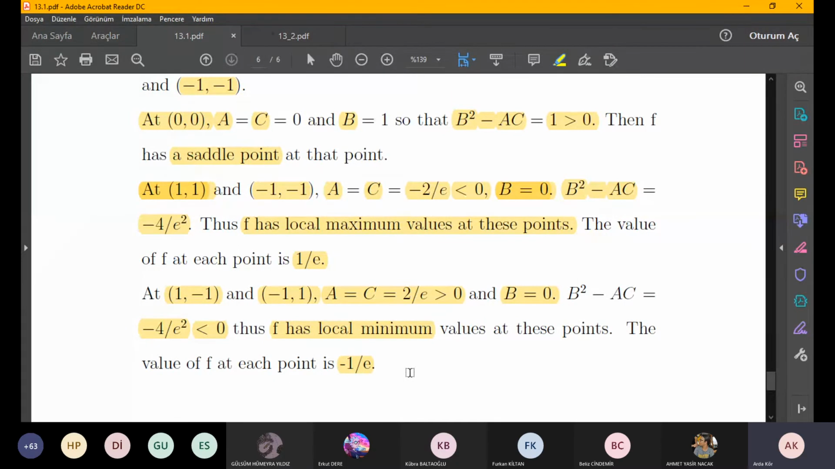So any question about the second derivative test for the classification of critical points?